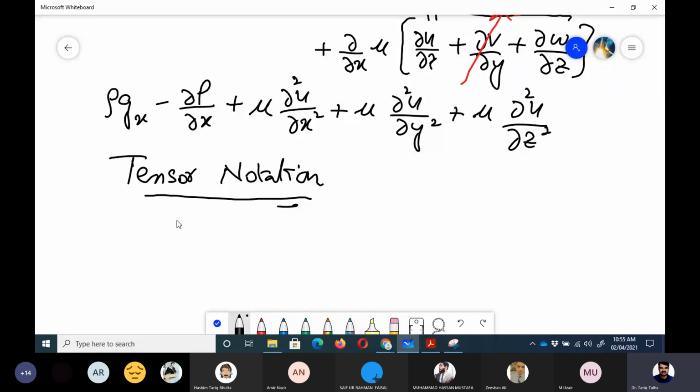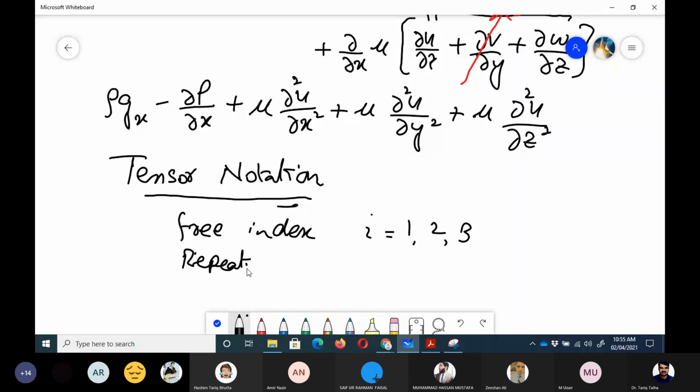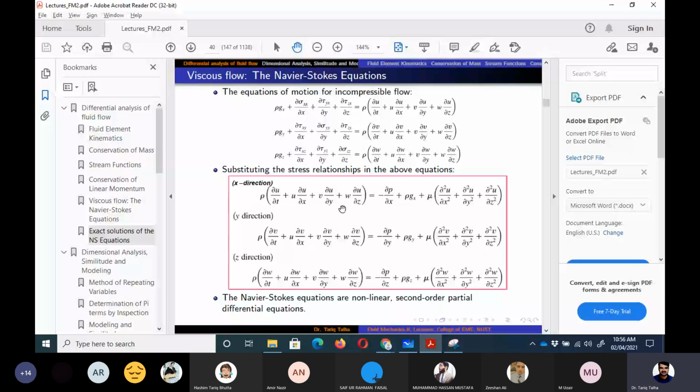In tensor notation, we have got two types of indexes. One is called free index. Free index means that the value can go from 1 to 3, depending upon how many dimensions we are taking. And then the second one is called repeating index, or we also call it dummy index, or bound index. So it tells us about the summation. So these equations which are written here, let me write in one tensor form, and then I would explain how to derive all these three equations from that tensor form.